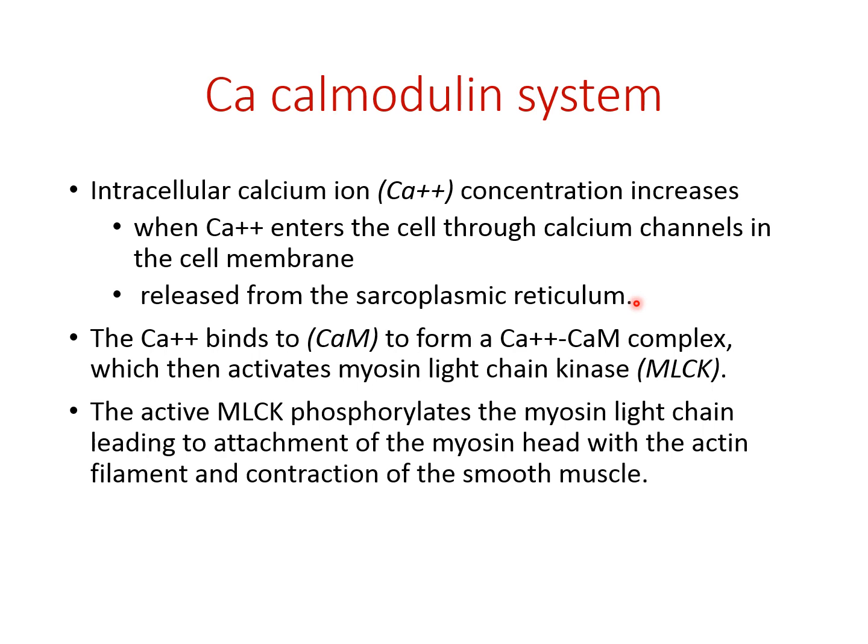And this calcium-calmodulin complex activates the myosin light chain kinase. It's an enzyme, and this causes phosphorylation of the myosin light chain in the smooth muscle, and the myosin head will interact with actin and cause smooth muscle contraction.